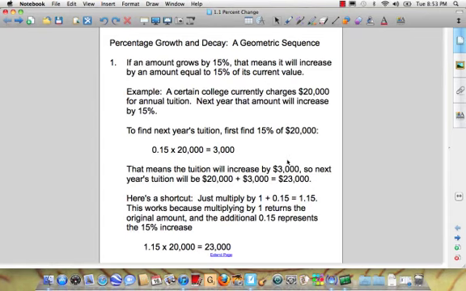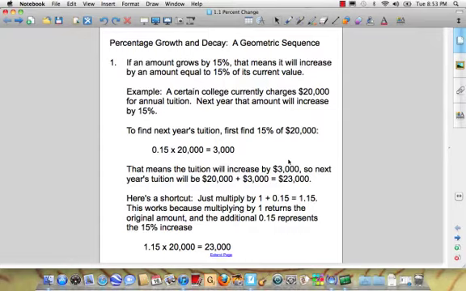This lesson explains and reviews percentage growth and decay, which it turns out creates a geometric sequence. So, first off, let's think about an amount growing by 15%. What does that even mean? Well, that means it will increase by an amount equal to 15% of its current value.